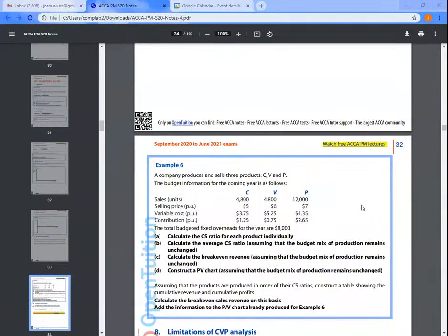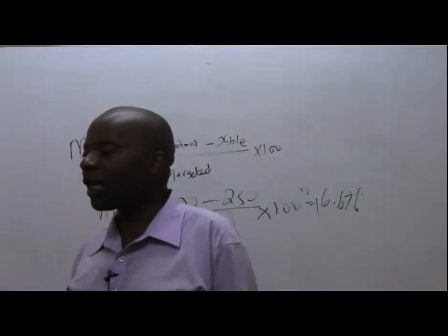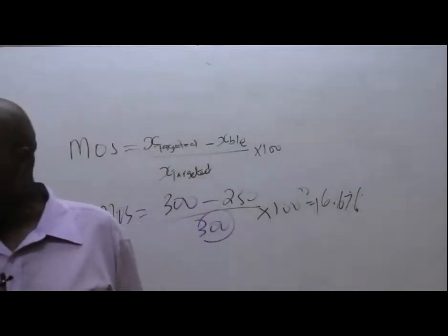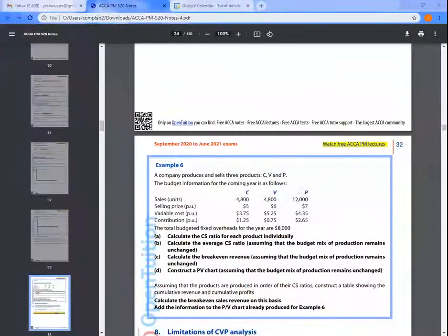If my memory serves me well, we said that the CS ratio is the same as the CMR ratio. I would want you to take exactly 2 minutes to compute the CMR ratios for each of those products.